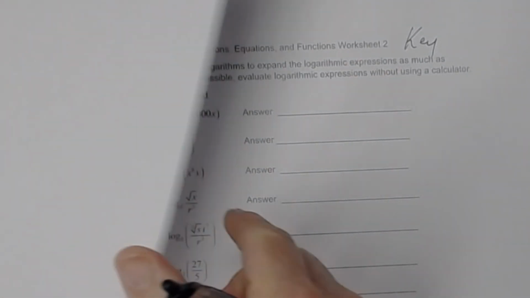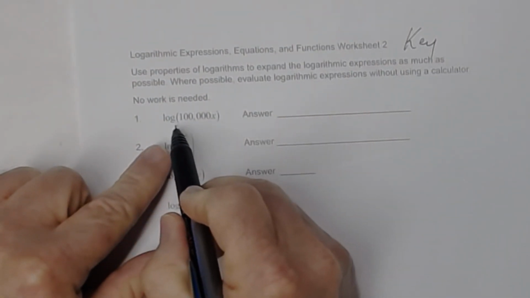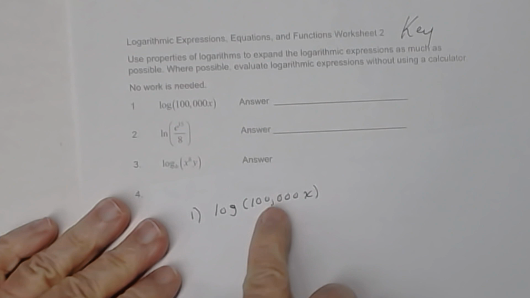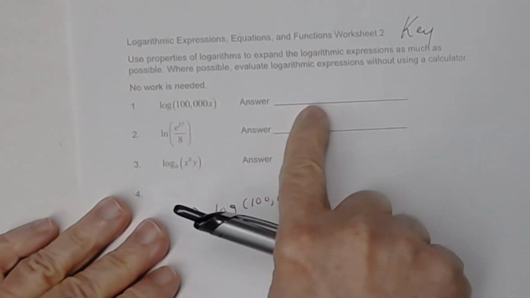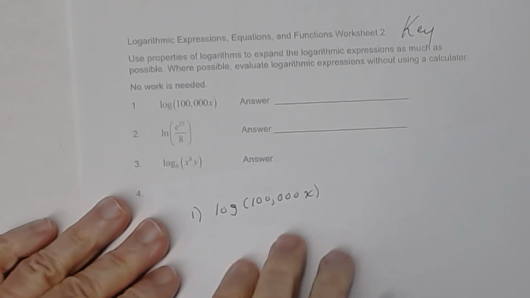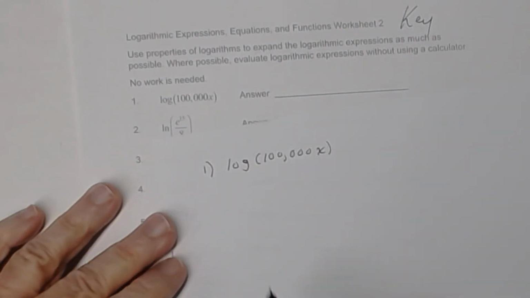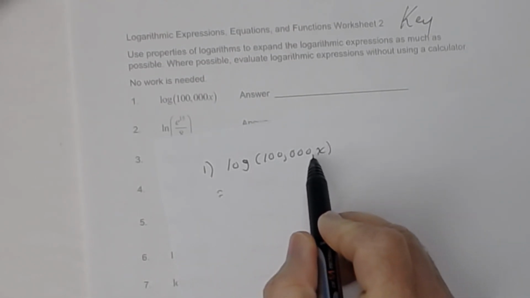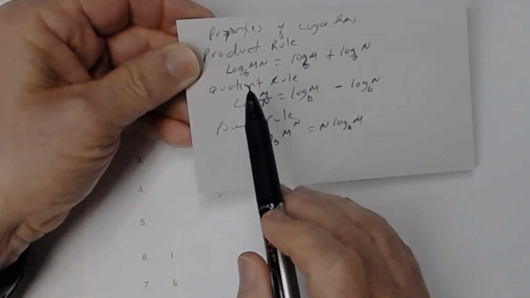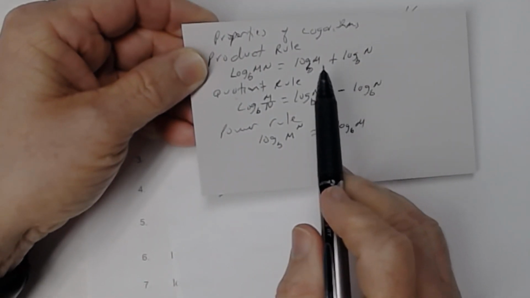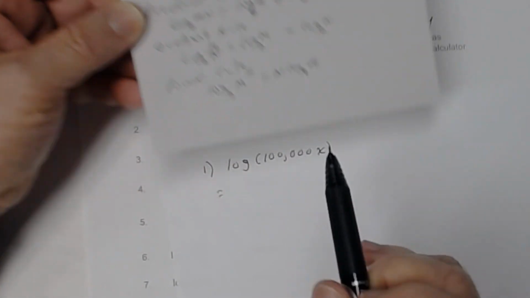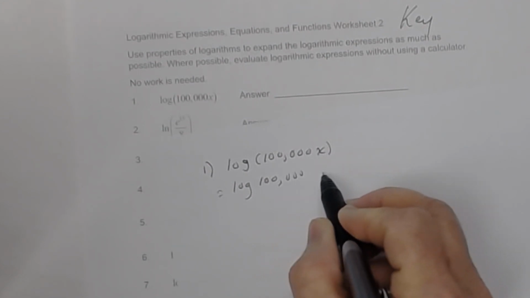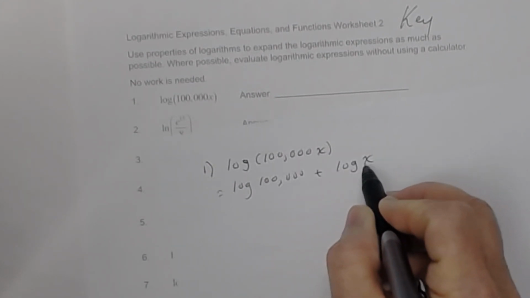So number one, you have the log, and notice there's no base listed, so that's understood to be a common logarithm, base 10 right here. So the log of this product, 100,000x, and you want to expand this. And all I want is the answer here, although you have to show some work here. So you're going to write this as, if you look at this as a log of a product, 100,000 times x, you're going to use the product rule here. So you can expand it as the sum of the log of those factors. So you're going to say the log of 100,000 plus the log of x.